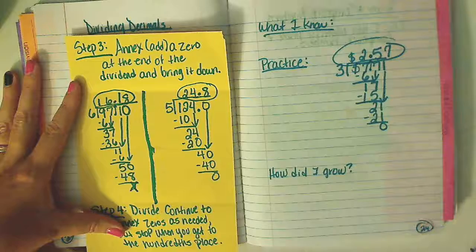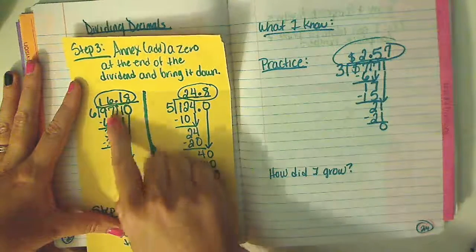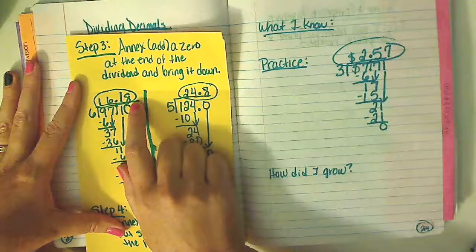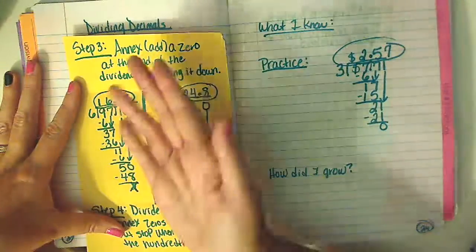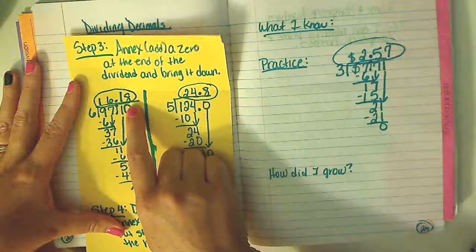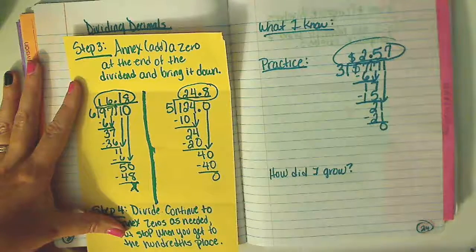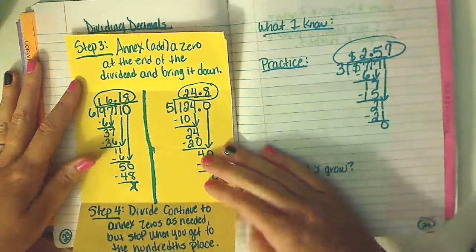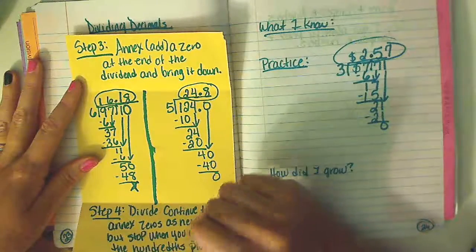I tell the students with decimals, there's no remainders. You keep dividing until you get to the 100th place or it ends. And you and I both know that some division problems can go on forever. So we just always stop at the 100th place and we just end it there. And then just annexing those zeros as they go.